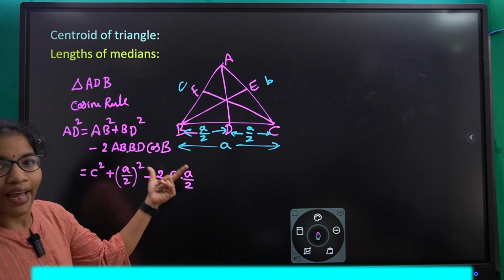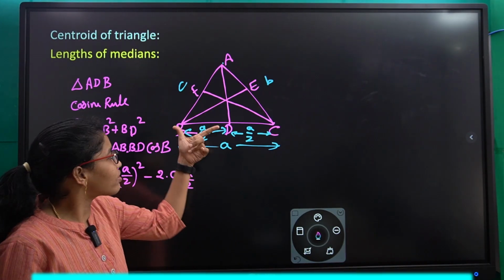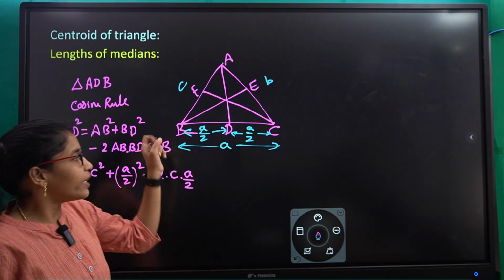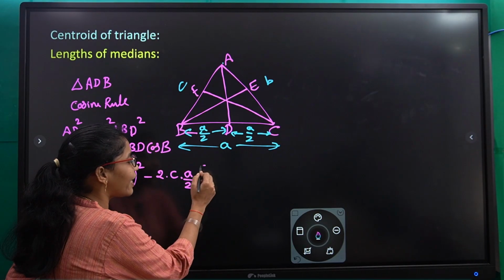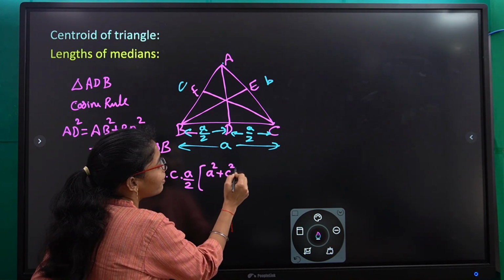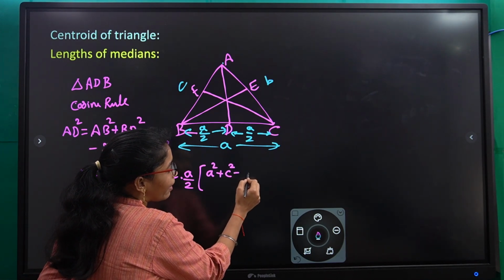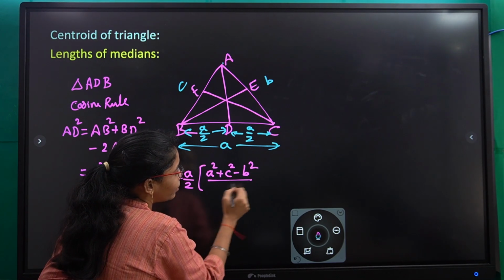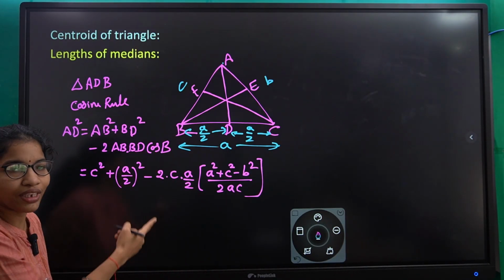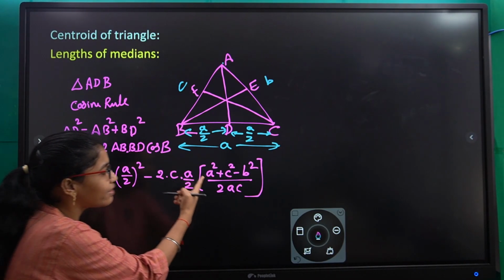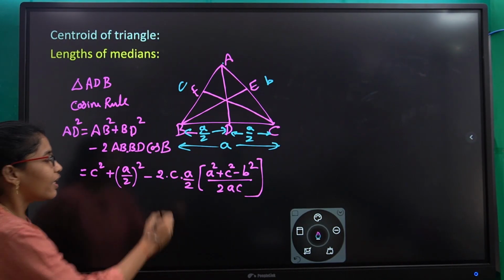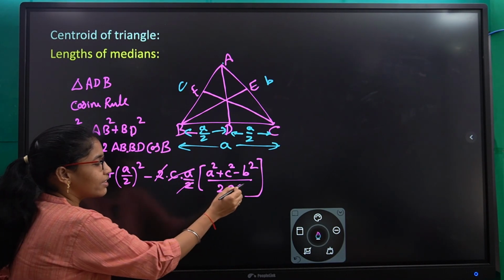cos B? Again, can I apply cos B for this ABC triangle? Can I apply the cosine rule? So in cosine rule, what is cos B? How can I write? A square plus C square minus B square by 2AC. This is cos B or not? Right, from the cosine rule I can write cos B as A square plus C square minus B square by 2AC. Now 2 got cancelled, AC got cancelled.